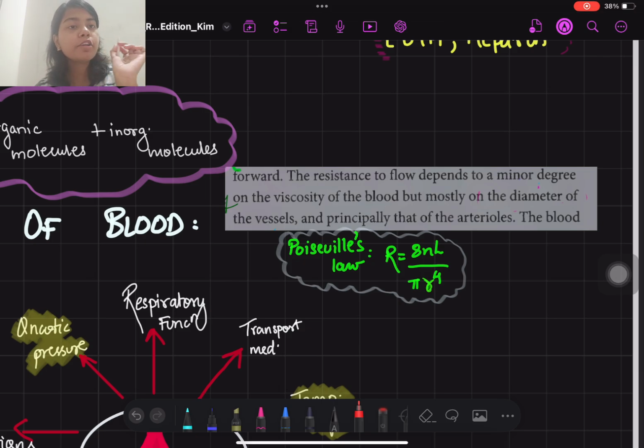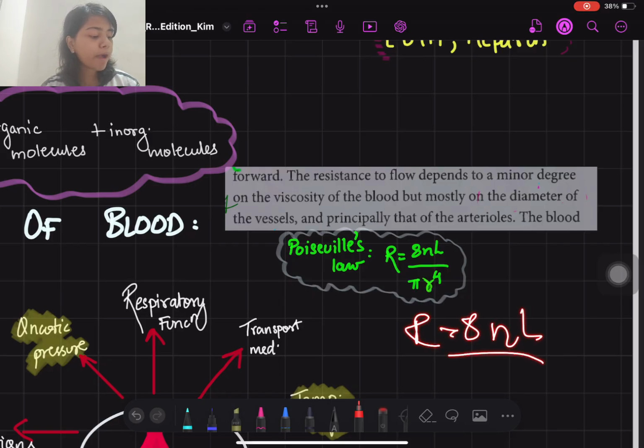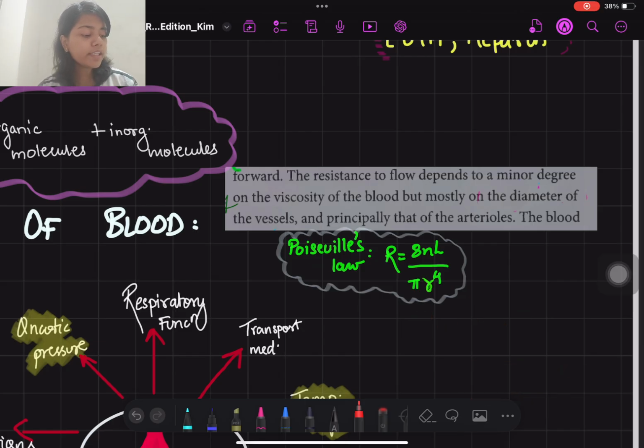So if you remember your Poiseuille formula, resistance is equal to 8 eta L by pi r raised to 4. The small r is your radius. So what you can see is that resistance depends on radius raised to 4, okay? Whereas eta, which is your viscosity, it is dependent to the power 1 only. But on radius it is dependent to the power 4. So the resistance to the flow will depend to a minor degree on the viscosity of the blood, but mostly on the diameter of the vessels.